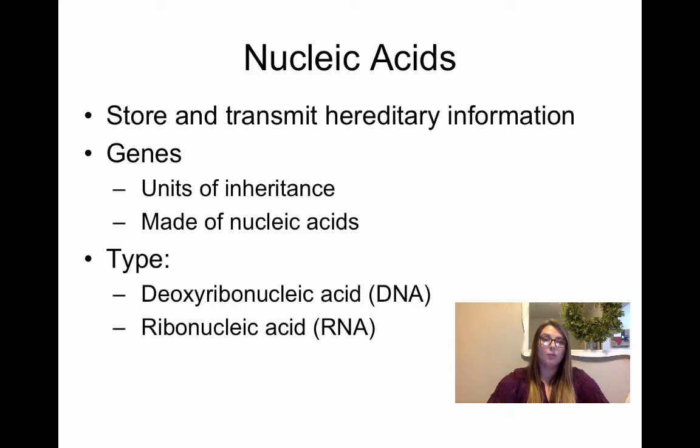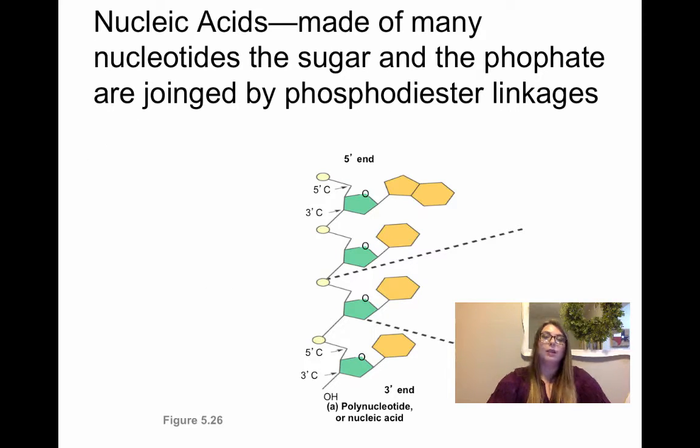So our genes are made up of both types of nucleic acids. So both DNA and RNA make up our genes. And genes are units of inheritance. So they help with the storage and transmission of hereditary information. So nucleic acids have three components. They have to have a nucleotide, a sugar, and a phosphate. And this is the phosphate group. And this sugar and phosphate are going to be joined by a phosphodiester linkage.